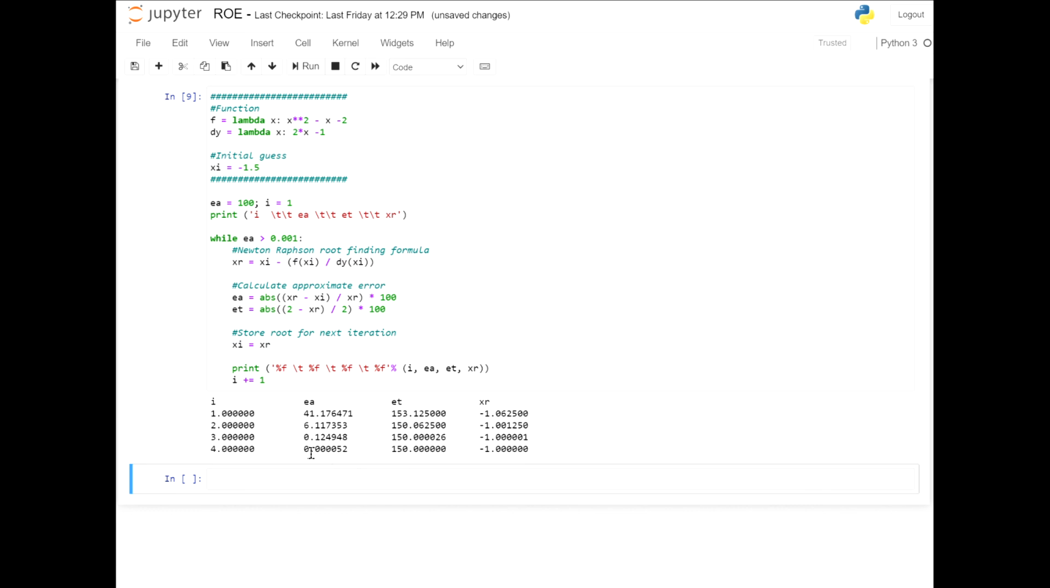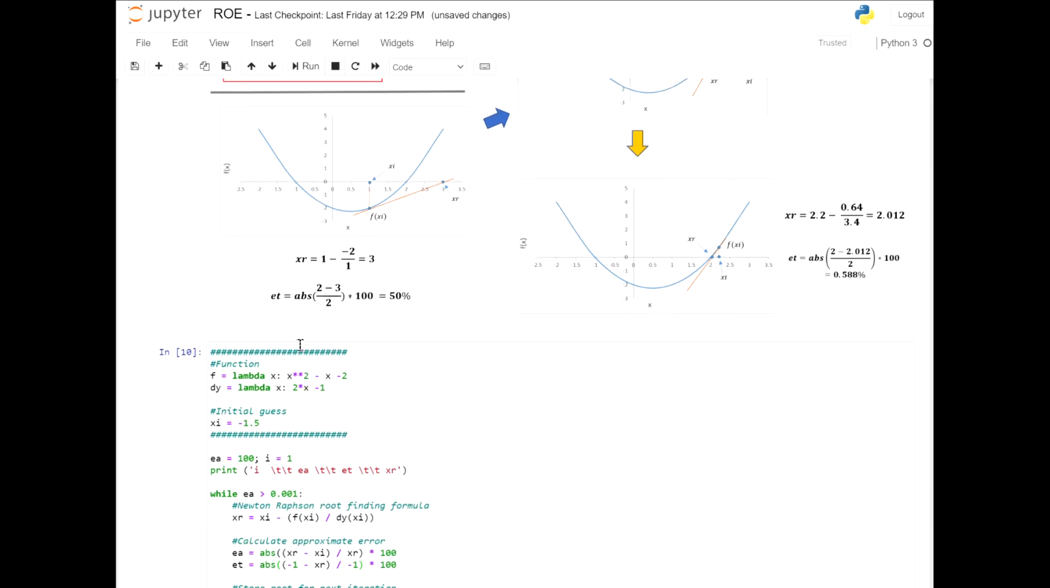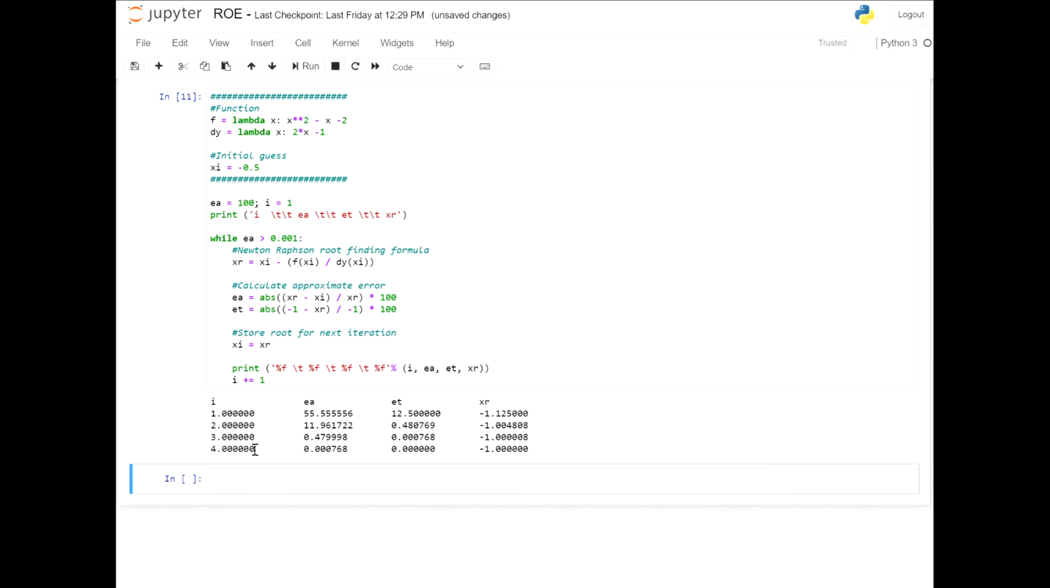And here we have an approximate error of 0.000052. Let me change the true error here to give us the correct values for the true error for each iteration. You can play around with different approximations to see how many applications it's going to take to converge. Let's see -0.5. If I do that, still 4 different applications, and it converged to our root, -1.